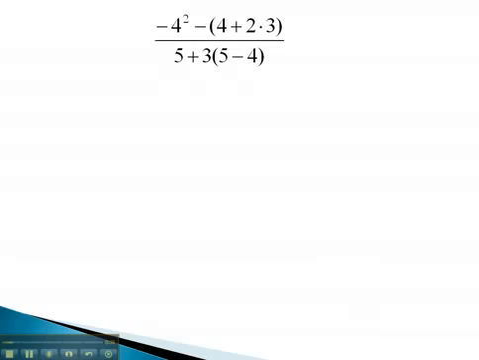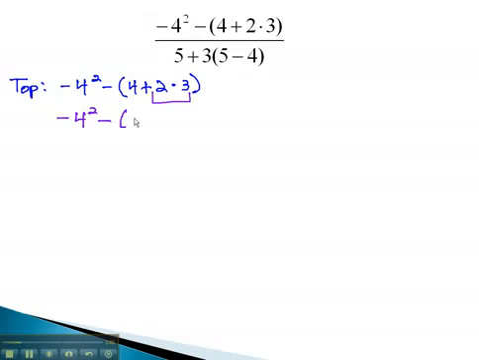In this expression, while it might look quite complex, we'll start by focusing just on the top. Negative 4 squared minus (4 plus 2 times 3). As we know, the order of operations has us do parentheses first and the multiplication before the addition. Now we have negative 4 squared, or the opposite of 4 squared, minus (4 plus 6).